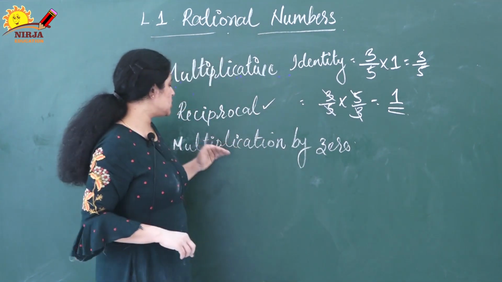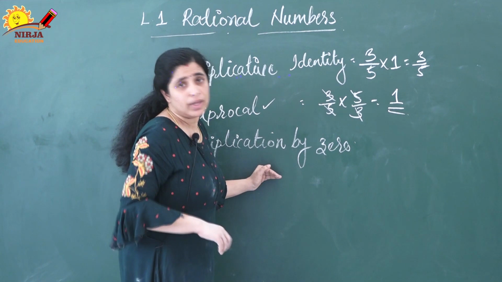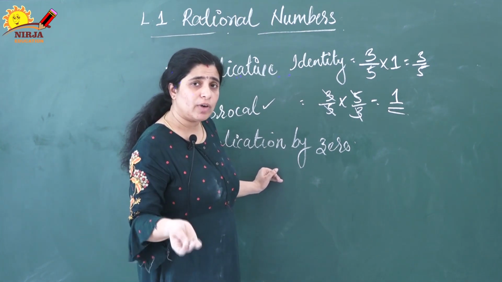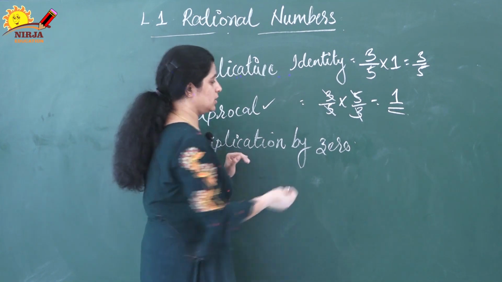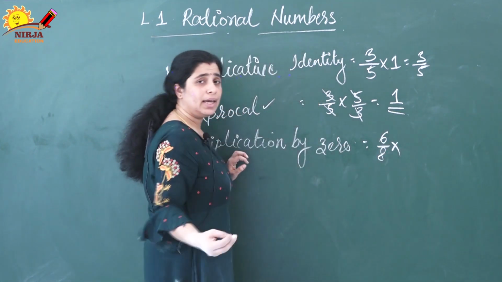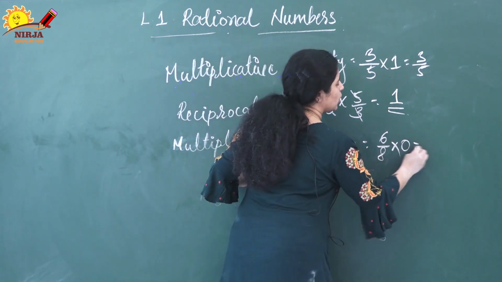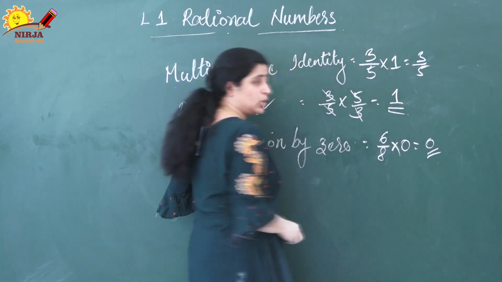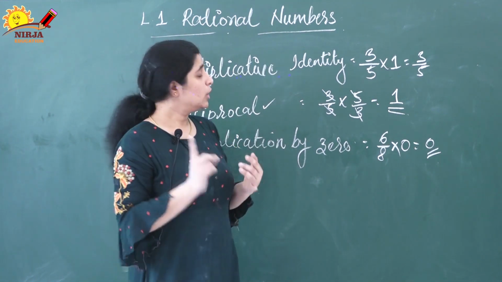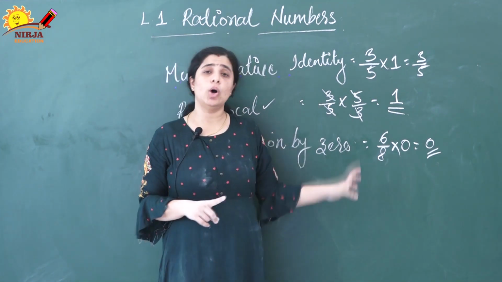The next one is multiplication by 0. You know that when you multiply any number by 0, what do you get? Yes, 0. Suppose I am taking 6 by 8 multiplied by 0. What will you get? 0. Yes, when you multiply any number by 0, you will get 0 only.